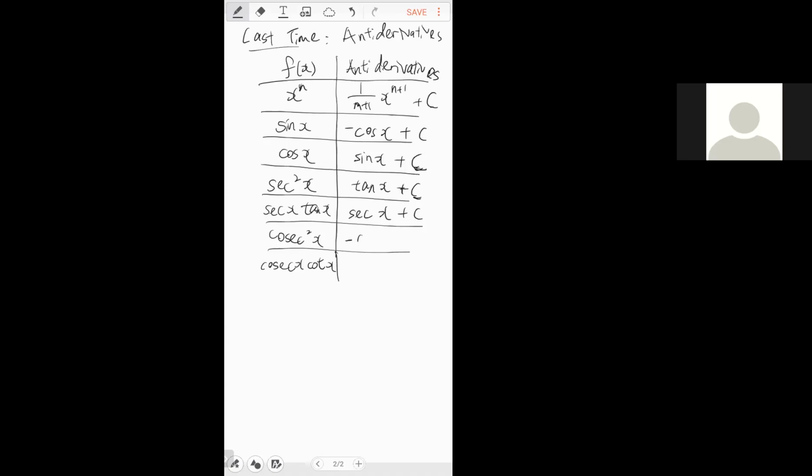It's negative cotangent. And then the last one is just negative cosecant of x.